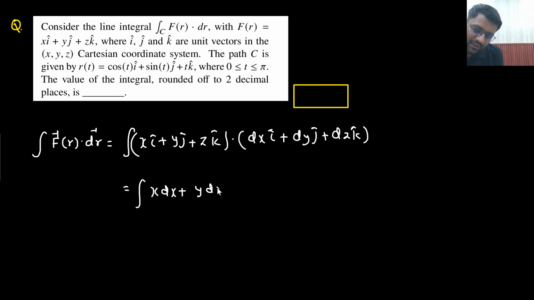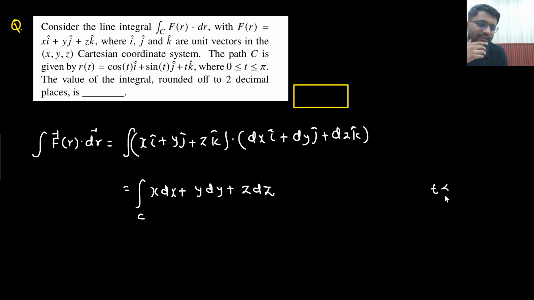And sir, you have told one thing, that in your Cartesian coordinate system, dr is nothing but dx i cap plus dy j cap plus dz k cap. Right? So from here I am getting x dx, y dy and z dz. Sir, this is what I am supposed to calculate over the path C. Now, sir, what is this path C? r(t) equals cos t i cap plus sin t j cap plus t k cap. What is the meaning of this with t going from 0 to pi?